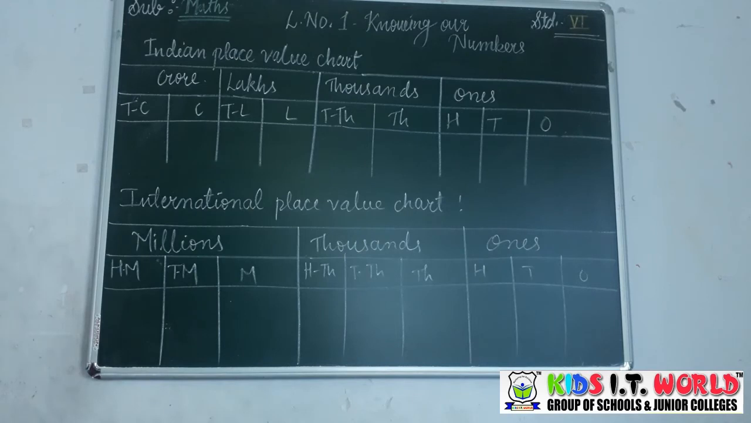So we will start the exercise: how to read and write the numbers, how to expand the numbers, and what is the place value of numbers. All of these topics we will see in the exercise first B.